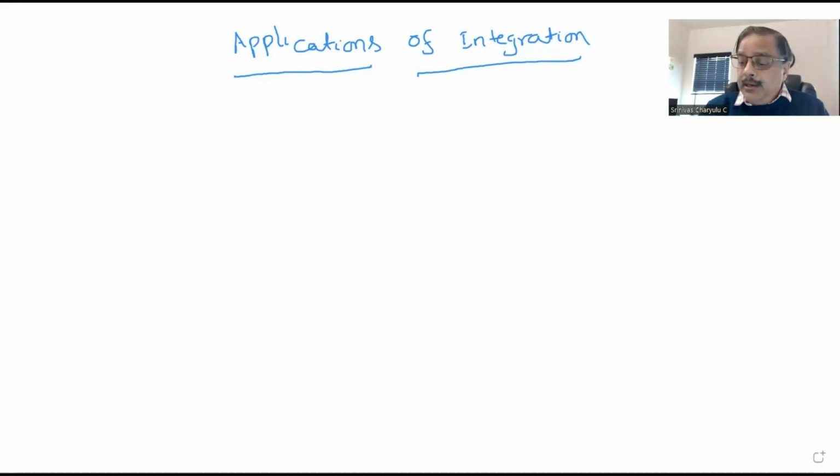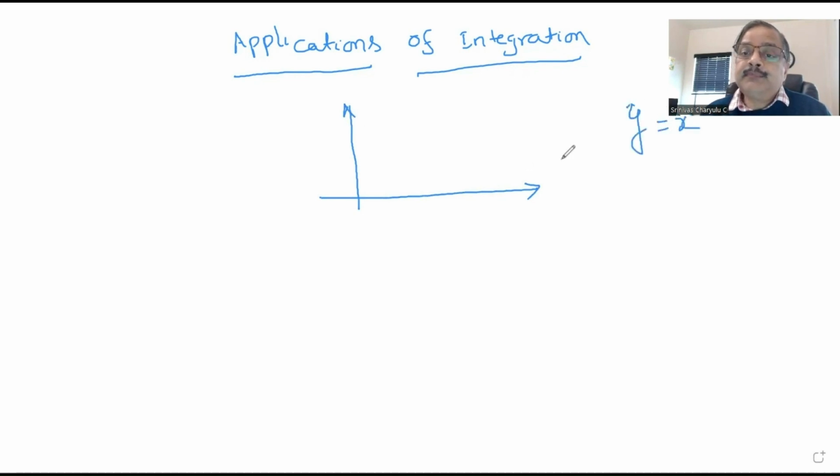Now, let us take one straight line, one graph like this. I am having a graph called y is equal to x. This graph definitely will pass through the origin because it is of the form y is equal to mx. This is the x-axis, this is the y-axis. Let us take 3 coordinates, 1, 2, 3. This is the origin.